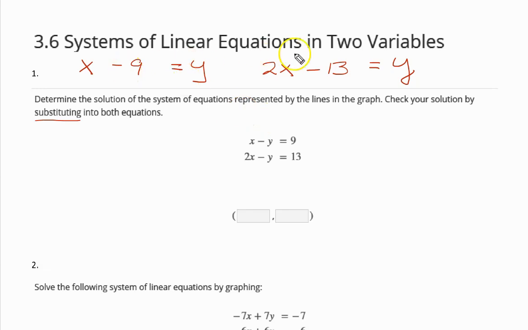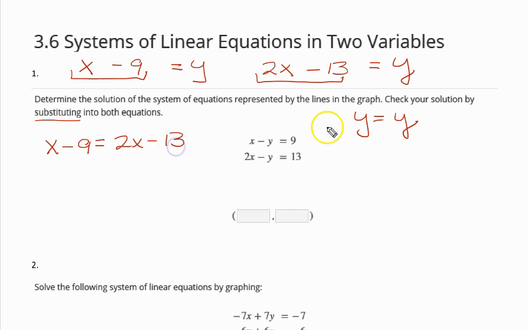So we now have two equations that have been solved for y, and we're asked to use substitution. Well, this is a value for y, and this is a value for y. In a sense, we have y equals y. This y equals this y, and now we're going to substitute. x minus 9 equals 2x minus 13, and that's where we are. So we'd like you now to take time to solve this equation to tell me what x equals.